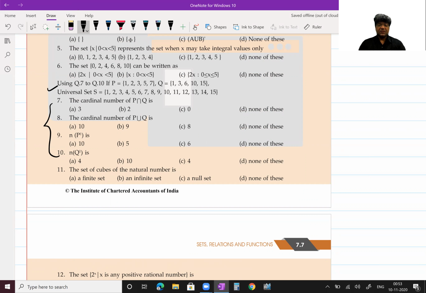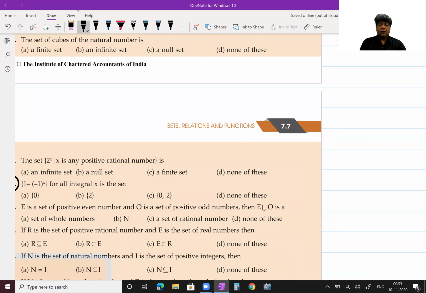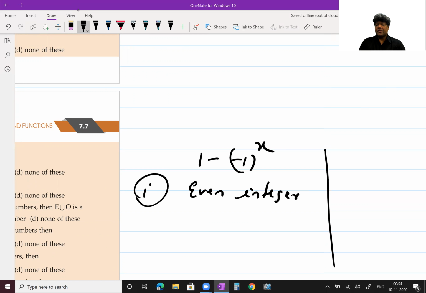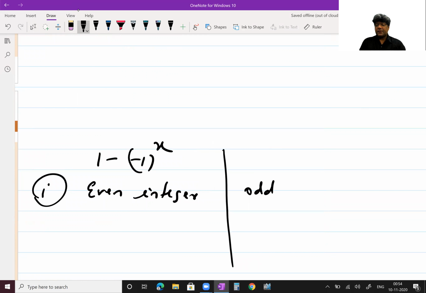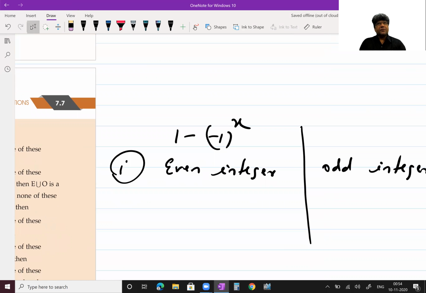See, question number 13. 1 minus minus 1 to the power x, for all integral x, means x is integer. So 1 minus minus 1 to the power x, and x is an integer. So x may be even integer or maybe odd integer. Why we are taking like this, odd integers separate, even integers separate? Because inside is minus, and if the power is even, the result will be plus, and if the power is odd, the result will be minus.